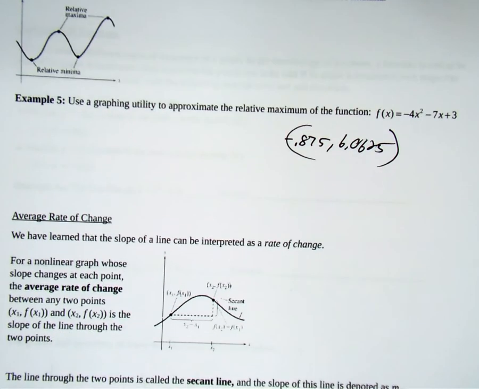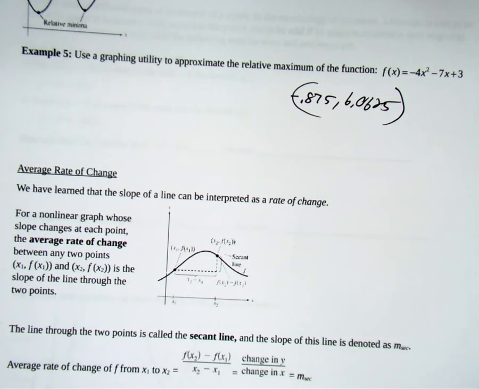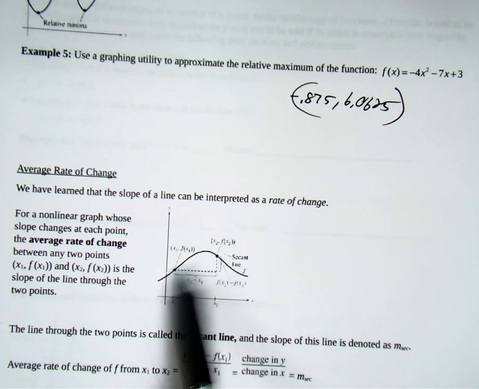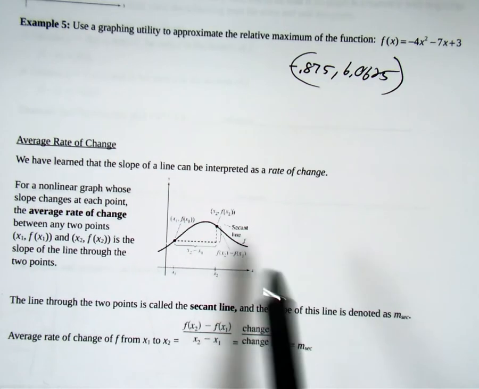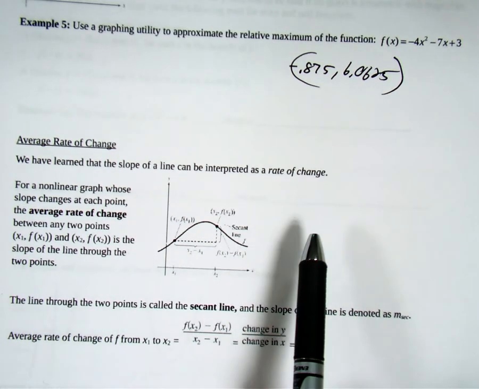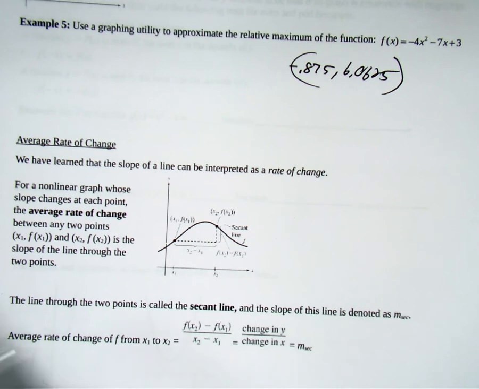Average rate of change. The slope of a line can be interpreted as a rate of change for a nonlinear graph whose slopes are changing at each point. The average rate of change between any 2 points is the slope of the line through those 2 points. So it's still the slope, right? We're still doing a slope formula. It's just that it would be changing depending on which 2 points you picked. If it was an actual line, the slope would stay the same.